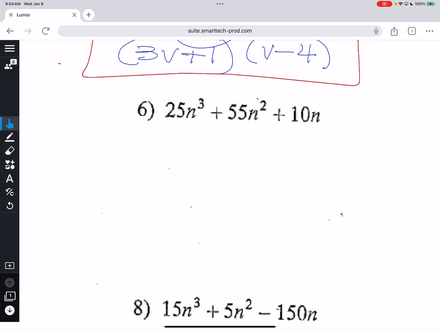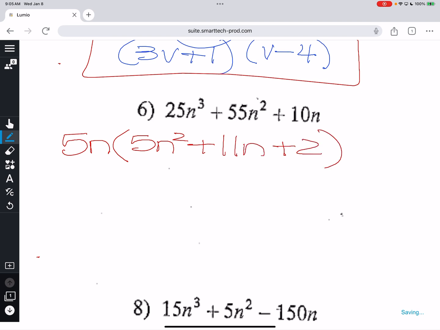All right, problem 6. What's the first thing you've got to check for every time? Common factors. What are they? 5 and n. Hint, your lead coefficient should always be an n squared in this trinomial. So if it's not, double check your variables. So we're left with 5n squared plus 11n plus 2, after removing the factors.